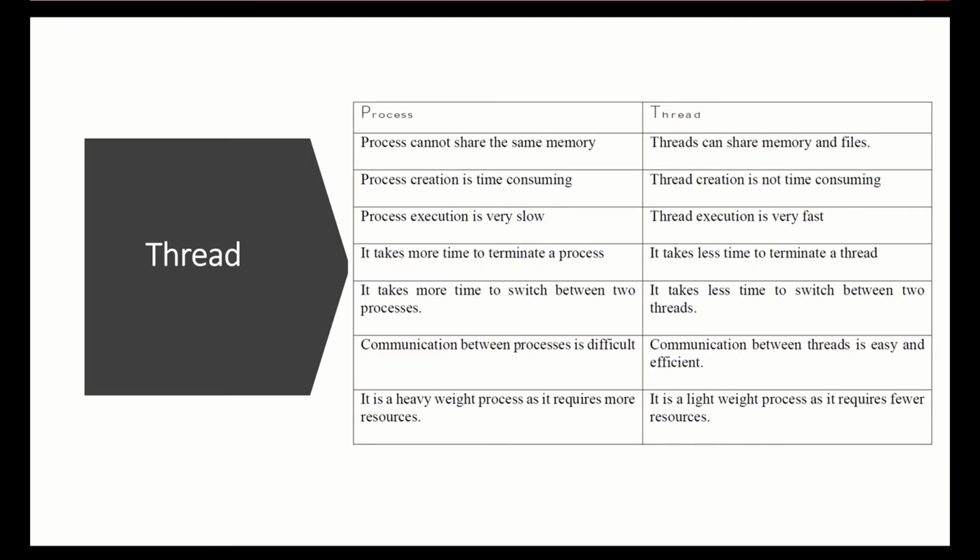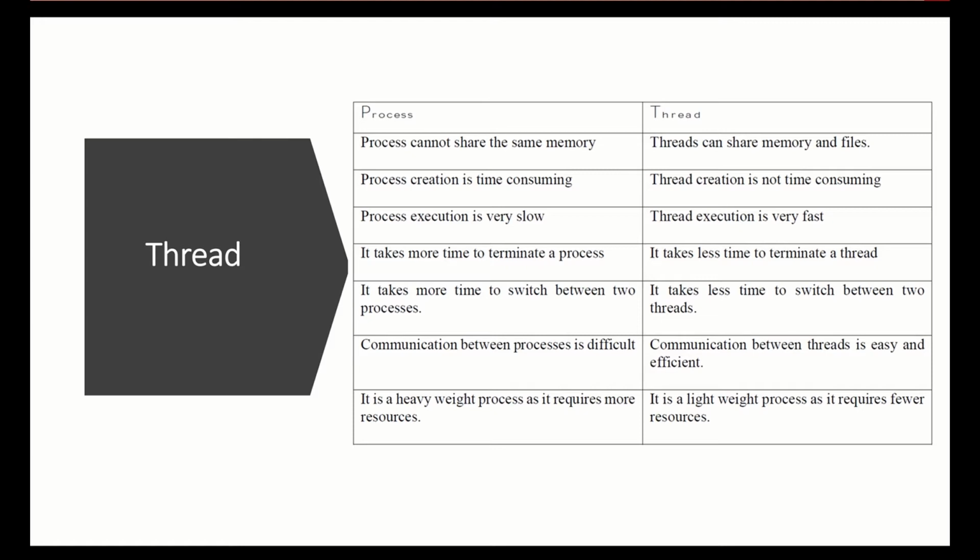Processes cannot share the same memory, while threads can share the same memory and the same files. Which means two processes cannot belong in the same memory at the same time. Each process has to execute, then leave the memory, another process comes, and so on. We'll discuss this later in process scheduling.